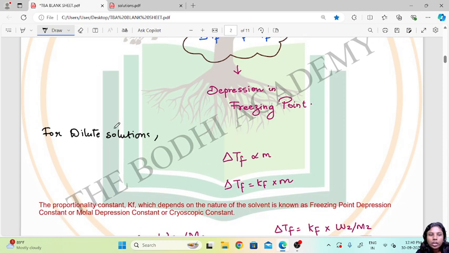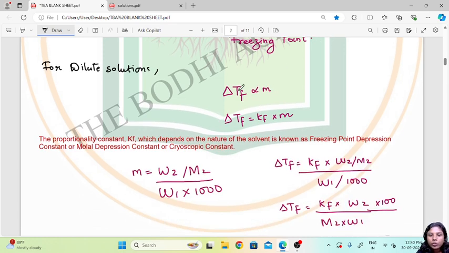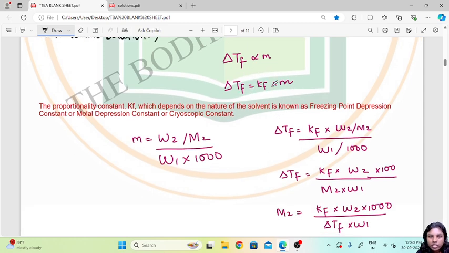Now when we talk about a dilute solution, we know that Raoult's law is applicable, which says that delta Tf will be directly proportional to m, where m is the molality of the solution. So on removing the proportionality sign, we get delta Tf equals Kf into m. We add a proportionality constant, that is Kf. Now this Kf depends on the nature of the solvent, and it is known as the freezing point depression constant, or the molal depression constant or cryoscopic constant.